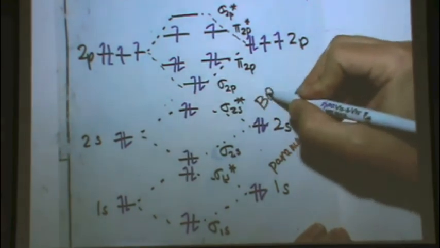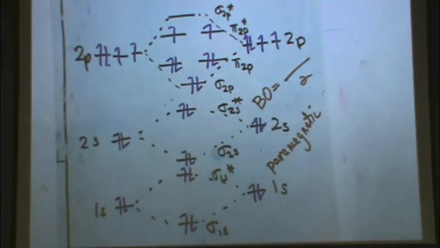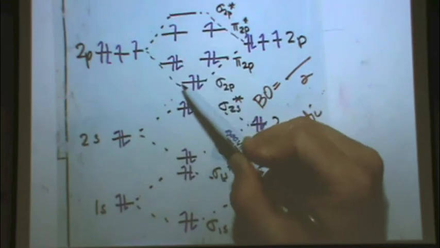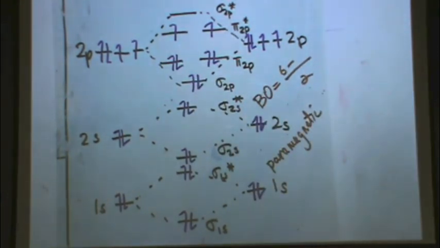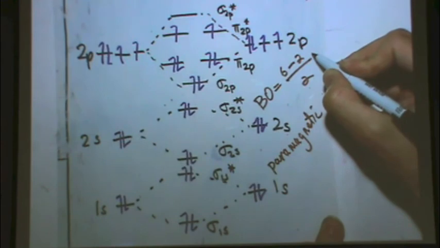Bond order. Again, I recommend doing it only for the top diagram. How many electrons in bonding molecular orbitals? You should see 6. 2, 4, 6. These 3 right here, these 3 pairs right there. 6, minus how many in antibonding molecular orbitals? You should only see 2. These 2 right there. So what kind of bond is this?